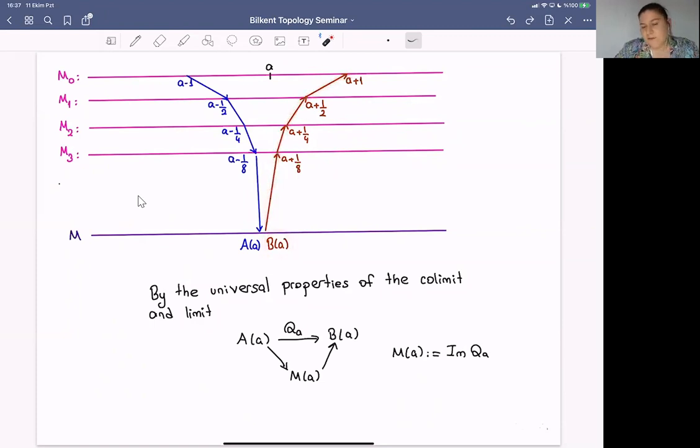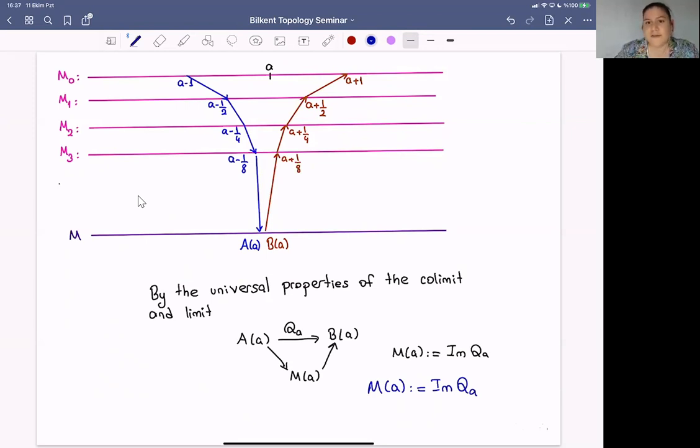And in this case, if you consider the universal properties of the colimit and limit, so here I have a map from A of A and B of A. And if I consider the image of this map, so M of A is the persistence module. So I'm looking for the persistence module M such that the subsequence converges to this persistence module. And I define this persistence module pointwise, and at the spot A, I'm going to assign the vector space image of theta A.